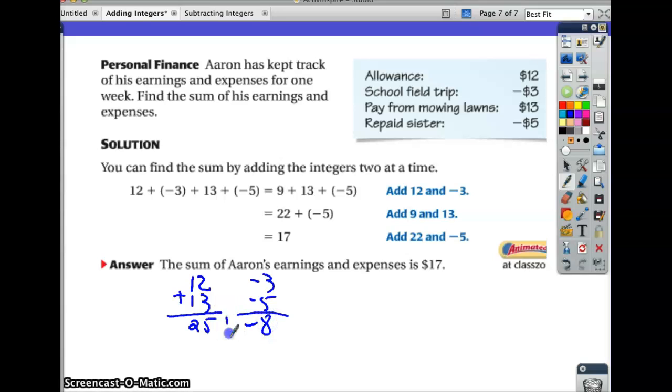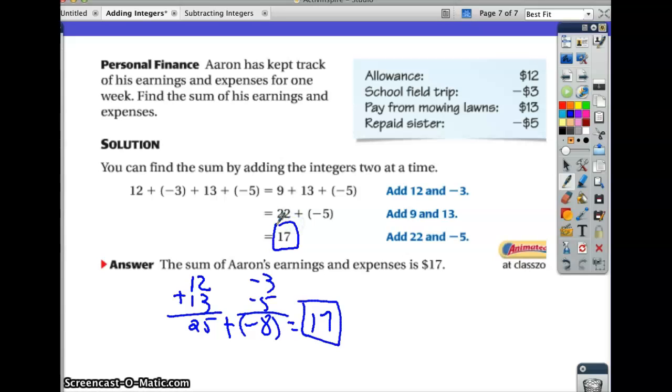Now we just want to make an equation out of this. Okay? So again, add 25 and negative 8. Signs are different, so you subtract and keep the sign of the larger number. 25 is bigger than 8 and 25 is positive, so your answer is 17, just like it was here.